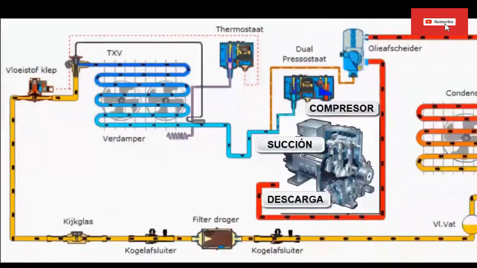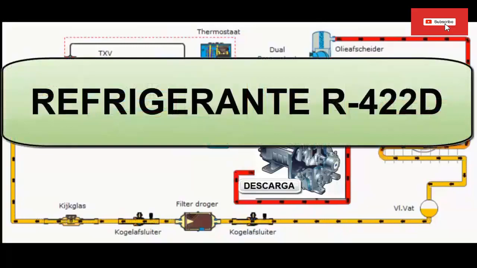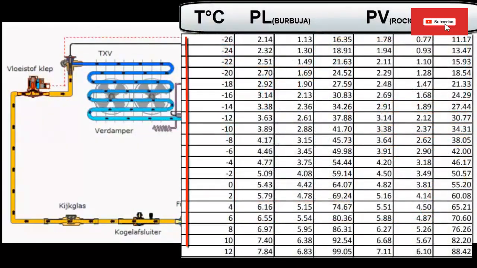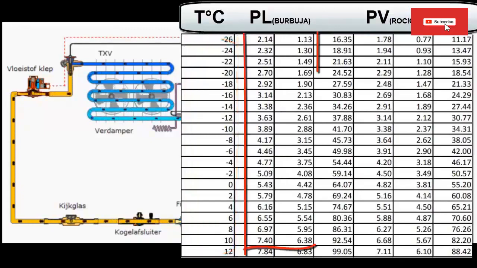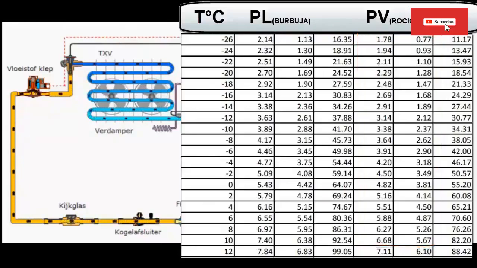In our case, we have the installation that we are showing on the screen, which is currently working with R422d refrigerant. Now, we are showing the table of thermodynamic properties of refrigerant R422d. On the left in the first column, we have the saturation temperature. In the next two columns, we have the bubble or liquid pressure, and then the vapor or dew pressure. If you are wondering why there are two types of pressures, this is because R422d gas has glide.